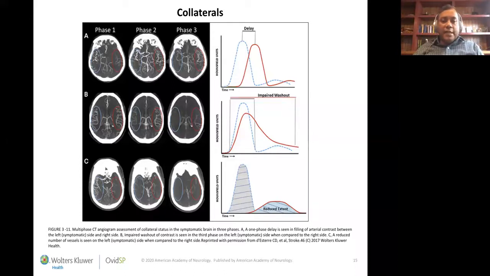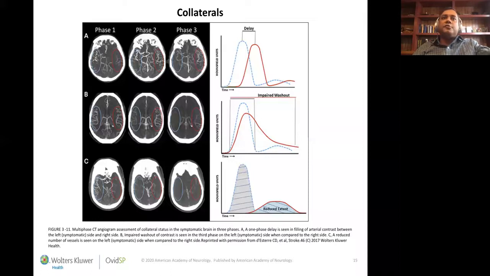That's reasonably good collaterals. Whereas with patient B here, in the middle, you can see the vessels filling in the first phase quite well, but then they tend to hang out there. So yes, blood is flowing well, but it's hanging out, which means that there is impaired washout. And then number 3, it's not coming in at all. So you see in the first phase and the second phase and then the third phase, not much coming in, poor collaterals.